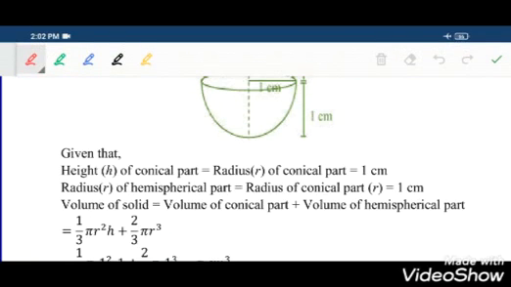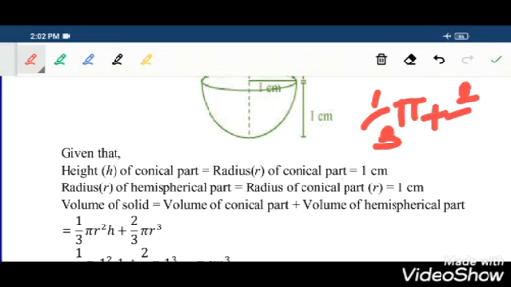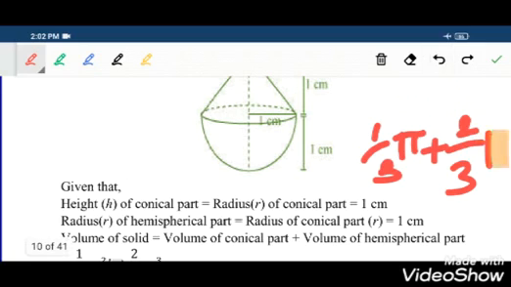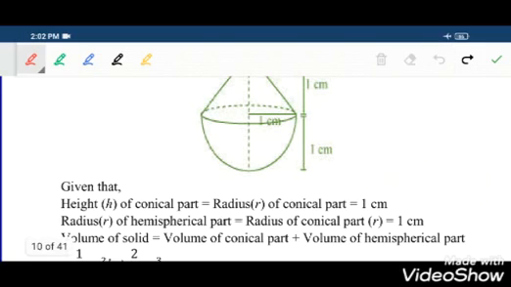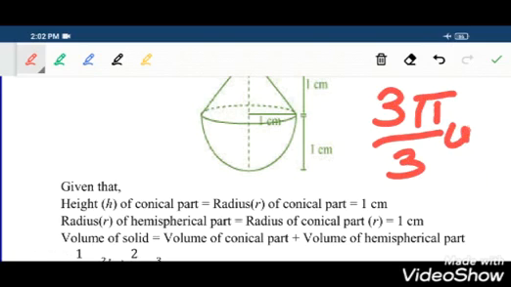So what values do we take? 1/3 into pi into 1 square into h becomes 1/3 pi. Plus, the second one, 2/3 pi into 1 cube, gives 2/3 pi. The denominators are the same, so we get 3 pi divided by 3 centimeter cube.